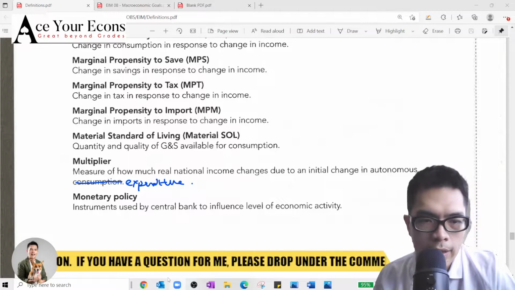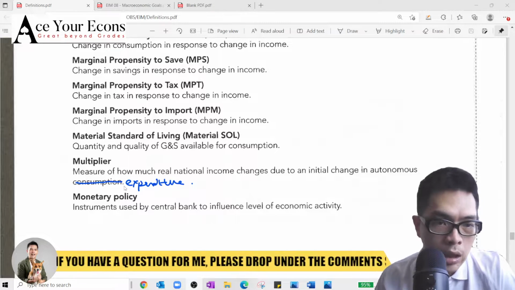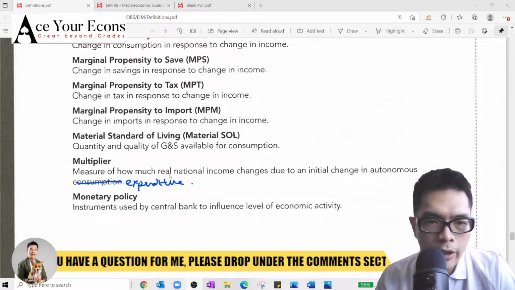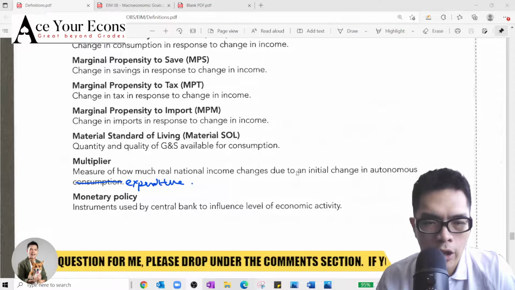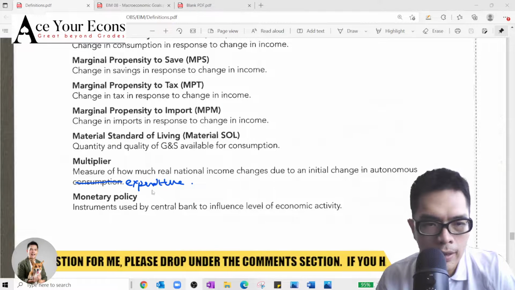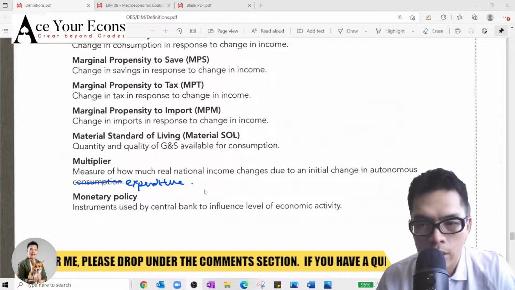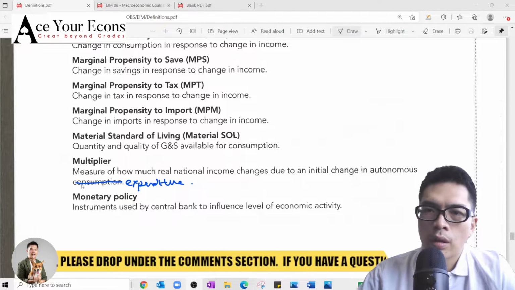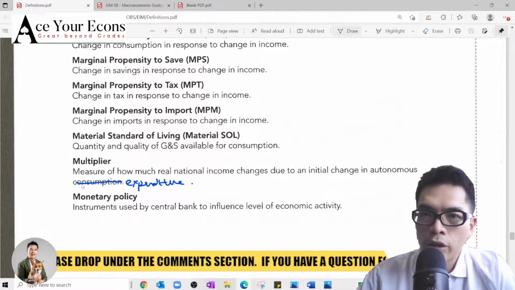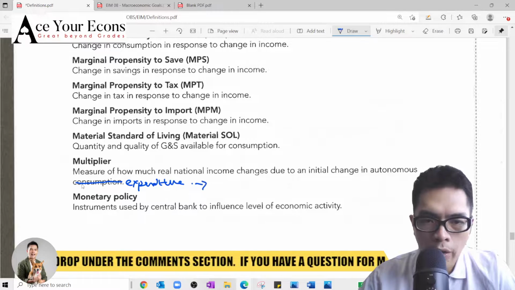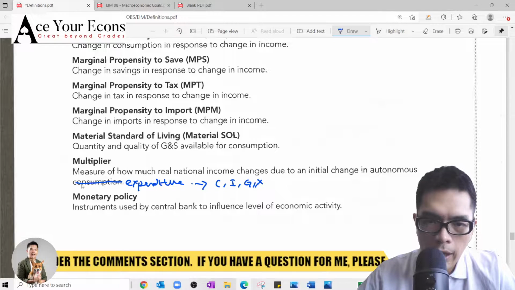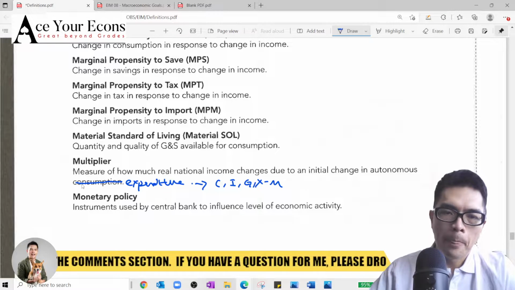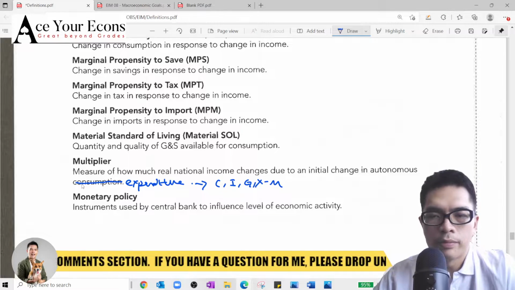Yep, so we can see that your multiplier measures how much your real national income changes due to an initial change in your autonomous. Please cancel this out, not consumption, expenditure. Your expenditure could be any form of C, I, G, and X minus M. They have to be autonomous.